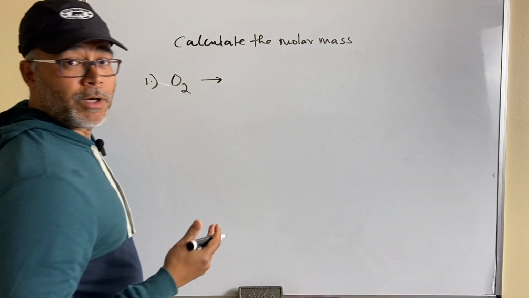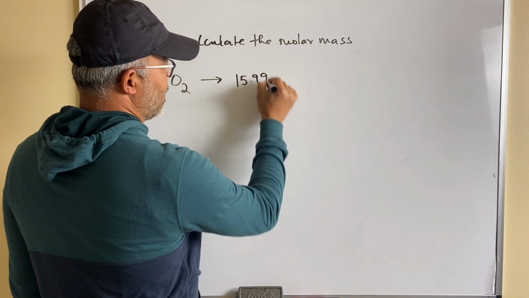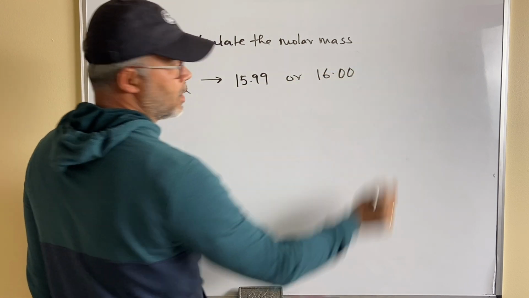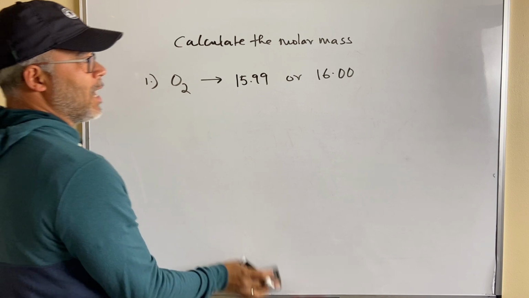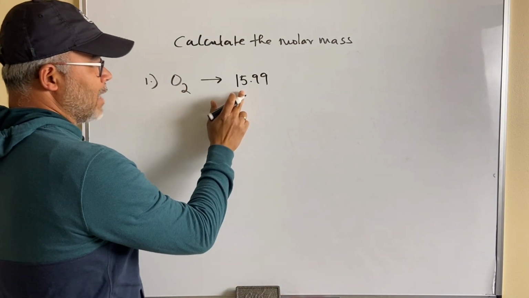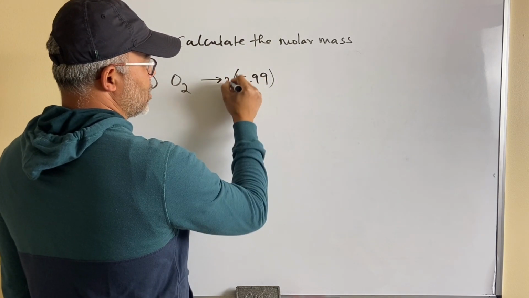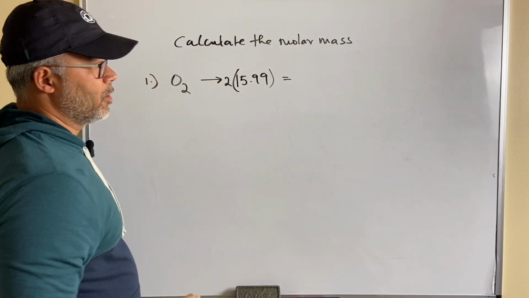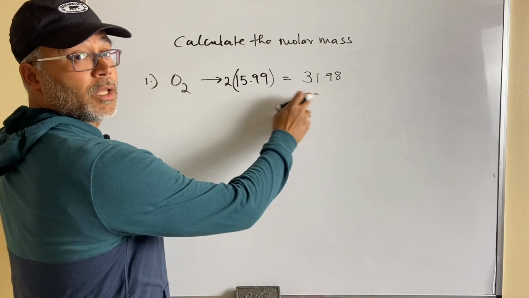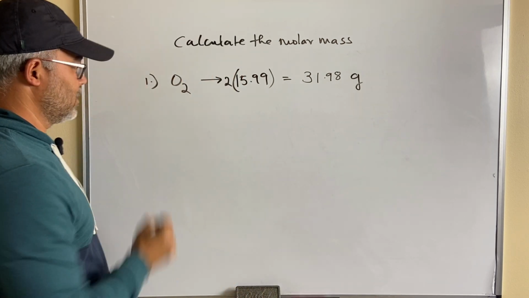Depending upon the periodic table you're looking at, you may come across a number which is 15.99, or you might come across something that says 16.00. Doesn't matter, let's go with 15.99. Now that is for 1 oxygen, but there are 2. So you will multiply this by 2, and that is going to give you 31.98 grams.